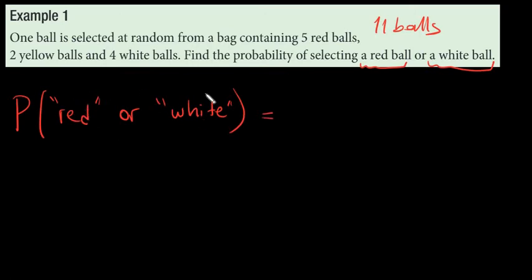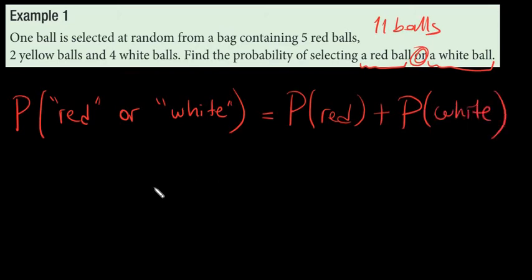Is it possible to get them at the same time? In one selection, I'm going to select a ball. Is it going to be red and white at the same time? Is it possible? No, it is not possible, right? So that means these two events are exclusive events. And if we have or in the question, that means we are going to add these probabilities. The probability of selecting a red ball plus the probability of selecting a white ball.